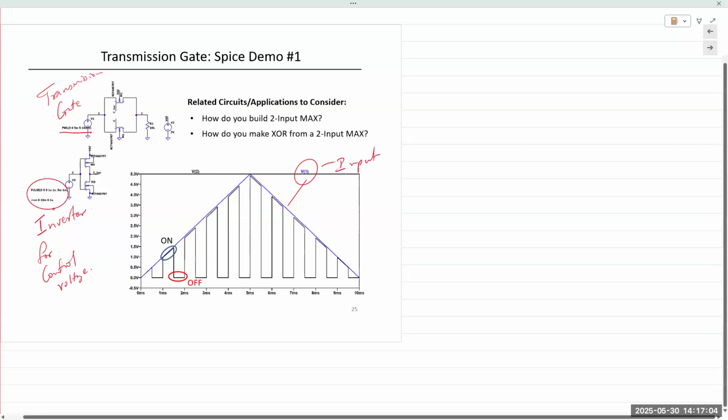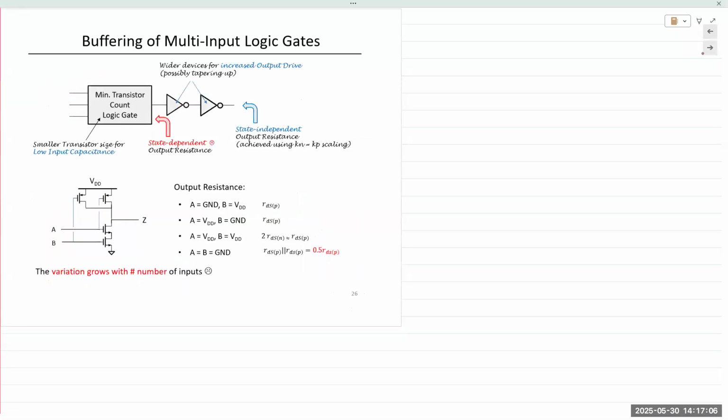Transmission gates can be used as both analog as well as digital gates. It can transmit analog signals. It can also transmit digital signals. So what we saw was just an example of both analog as well as digital.